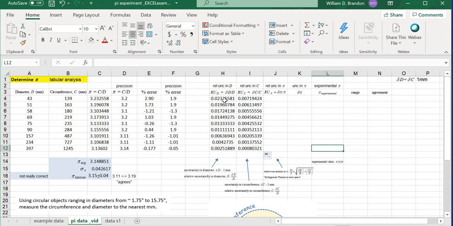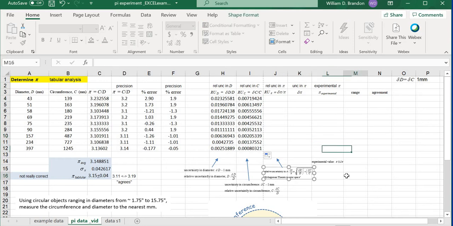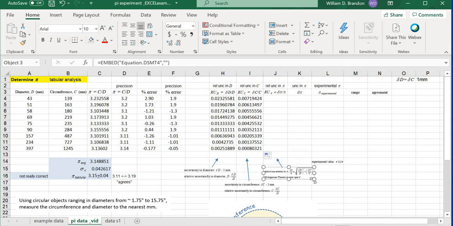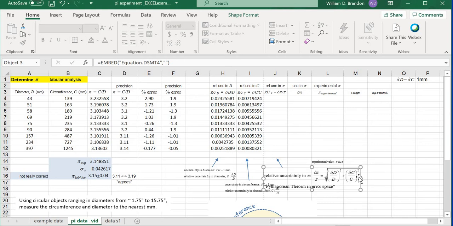And see how it's decreasing as the size of the object gets larger? So in other words, this data would be more trustworthy according to this theory of propagated errors. Now, we need to calculate the relative uncertainty in pi. Right here, remember, we're calculating pi. So these errors propagate formally, and if we do the math and do the partial derivatives, we see this formula here. It's kind of like a Pythagorean theorem in error space. We have the square root of the relative uncertainty in d squared plus the relative uncertainty in c squared.